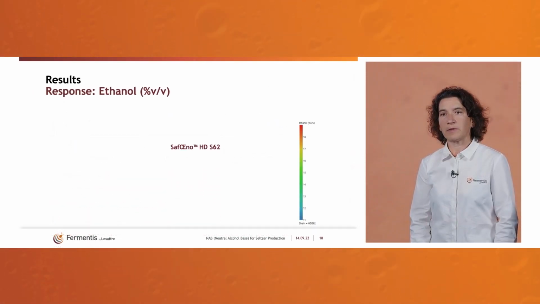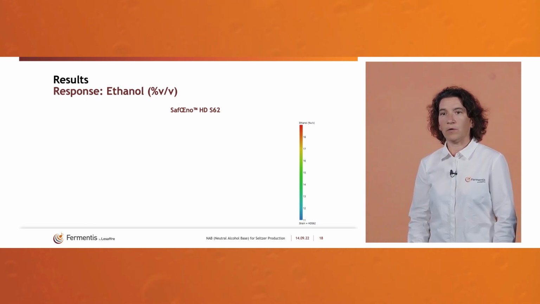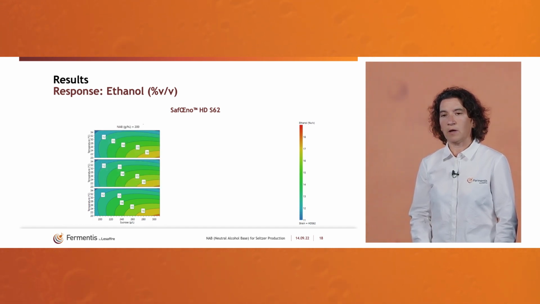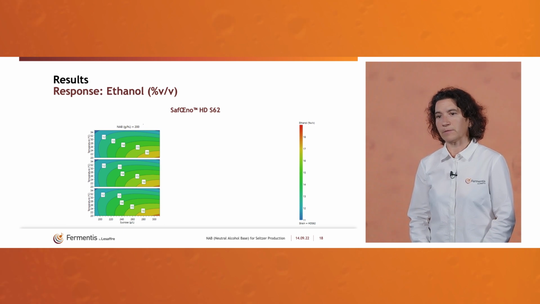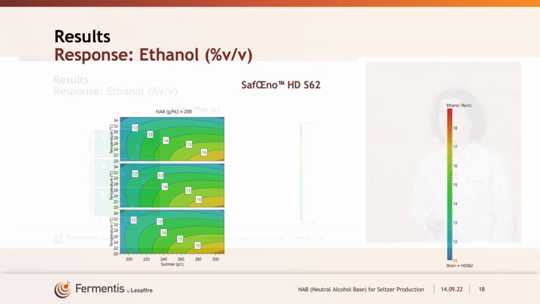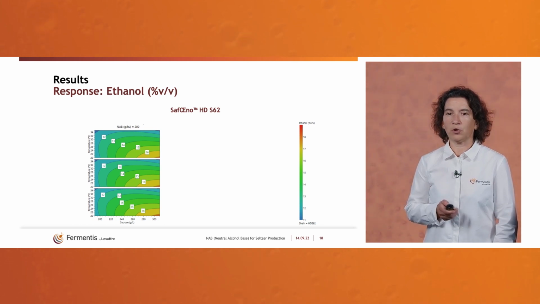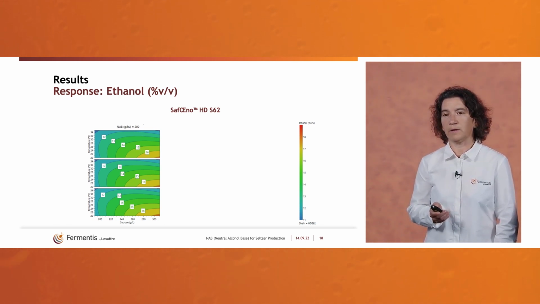So now, another representation of the results with the ethanol production with the strain HDS62. So in the different graphs, we have the production of ethanol with the combination of the different parameters. So on the graph in red, we have the high production of ethanol, and in blue, the low production of ethanol. On the vertical axis, we have the temperature of fermentation, and on the horizontal axis, we have the sucrose concentration in the medium.